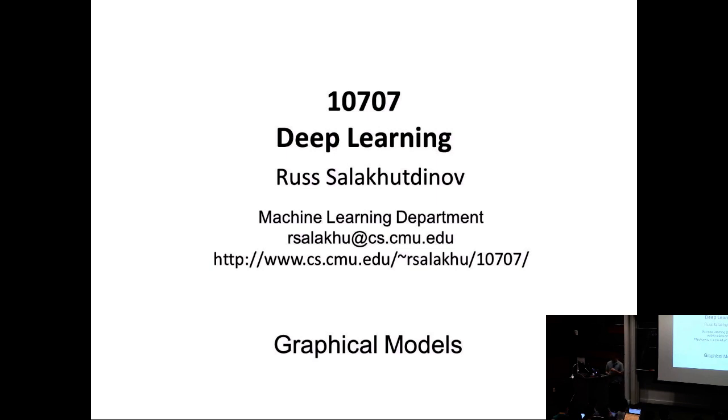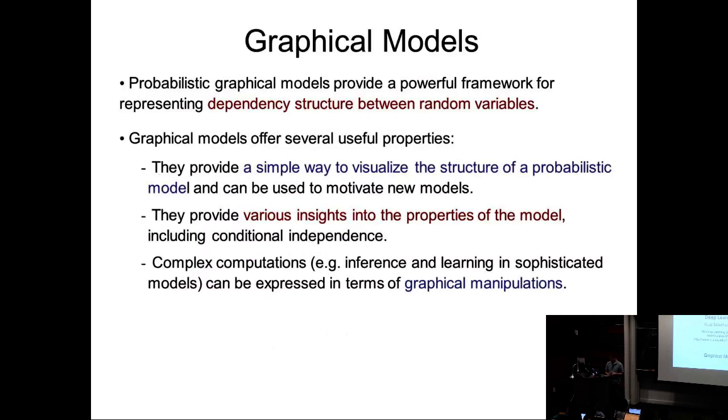Okay, so graphical models. These are probabilistic models that essentially model dependencies, introducing dependency structures between random variables. Graphical models have certain useful properties. They typically provide a simple way to visualize the structure of the probabilistic model that we're working with, and also a way of motivating new models.